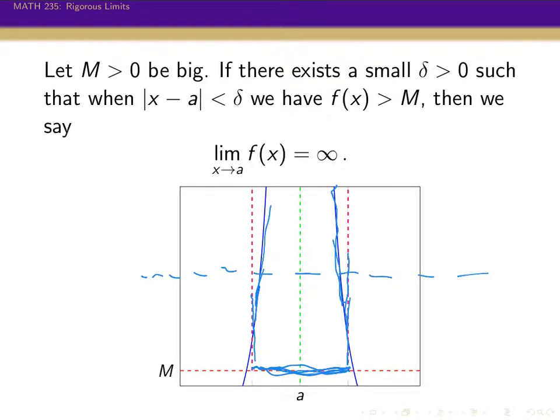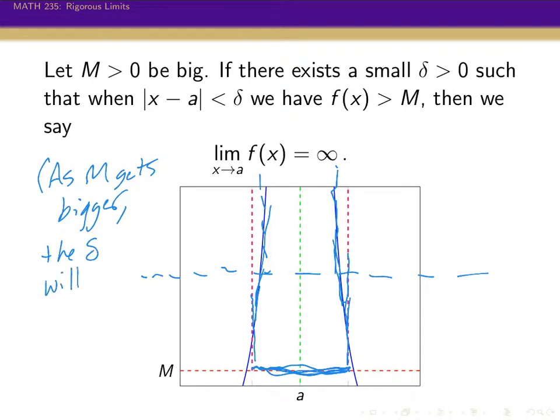Could we still find something that works? Sure, we're just going to have to make it smaller. Right? So the idea here is that as m gets bigger, the delta will have to get smaller. But no matter how big you make m, I can find some delta small enough that makes this work.